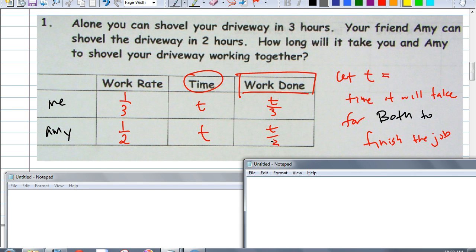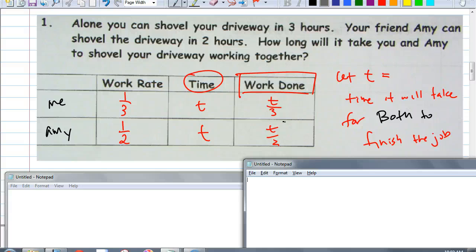Does that make sense? Have we finished the whole job? Do we want to know when we finished the whole job within this given time? Yeah. So guess what the equation should be? The amount of work that I've done and the amount of work that Amy has done should equal what? 1. John? 5? Why do you think it's 5? 3 plus 2. You're adding the 2 hours, the amount of time that it takes me by myself to work. So you're saying it'll take us 5 hours to do the whole job together?